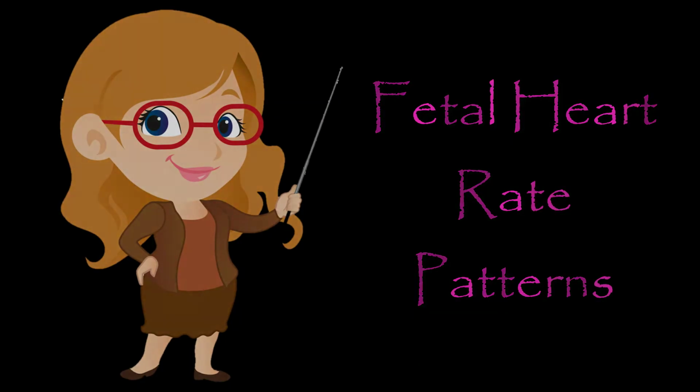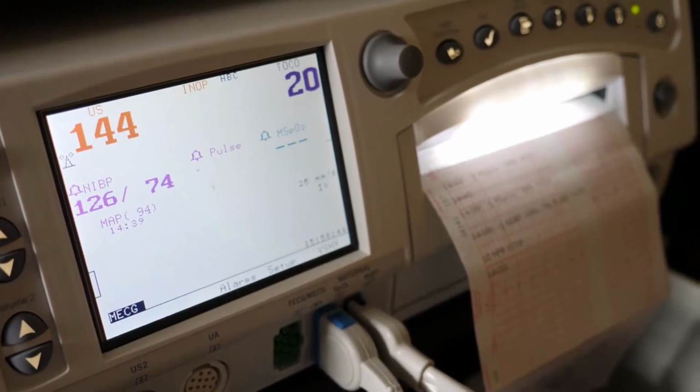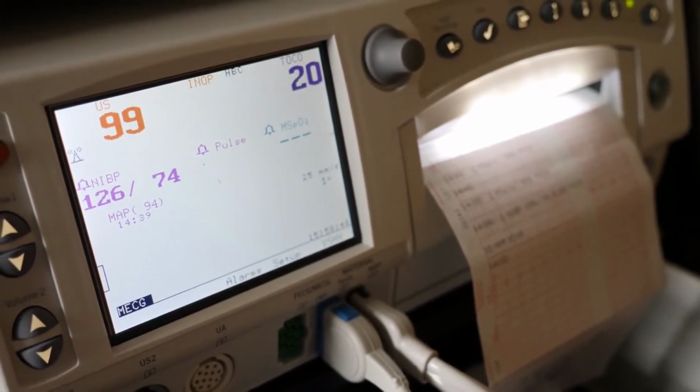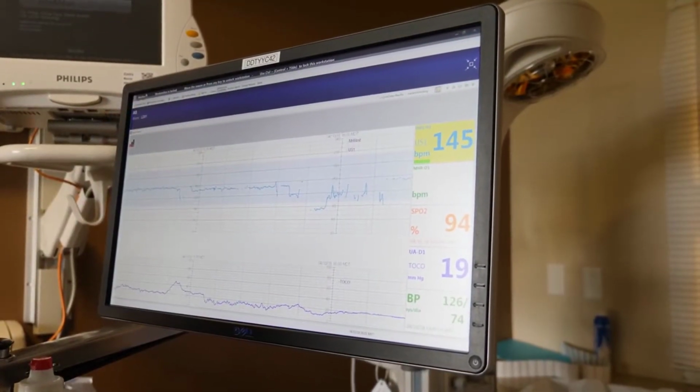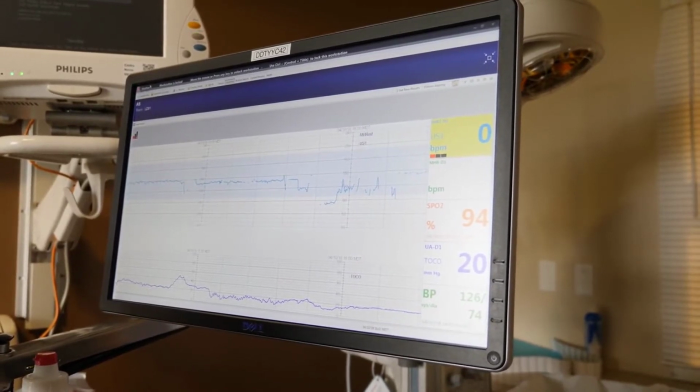Determining fetal heart rate patterns. Assessment parameters of the fetal heart rate include baseline fetal heart rate and variability, presence of accelerations, periodic or episodic decelerations, and changes or trends of the fetal heart rate patterns over time. The nurse should be able to interpret the various parameters to determine if the fetal heart rate's pattern is a Category 1, Category 2, or Category 3.